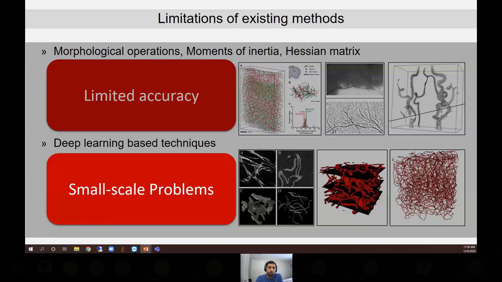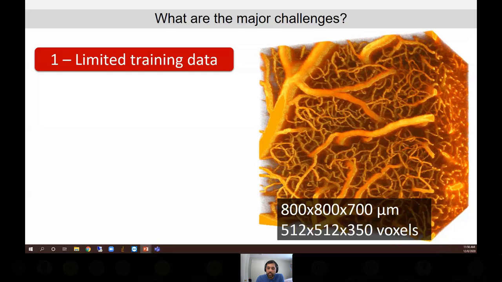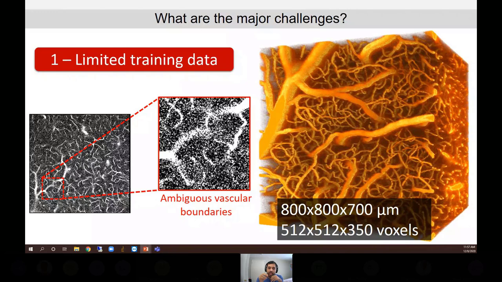The first one is limited availability of training data. Now, if you think about it, where does the training data come from, right? Once you have this large 3D measurement of the mouse brain, it contains hundreds or thousands of blood vessels. Each of these has to be manually annotated by a person. And especially when you go deep down, it's very difficult to make out the blood vessels even by an annotator. So because of these large challenges facing generating the training data, there is very little training data available with which you can work.